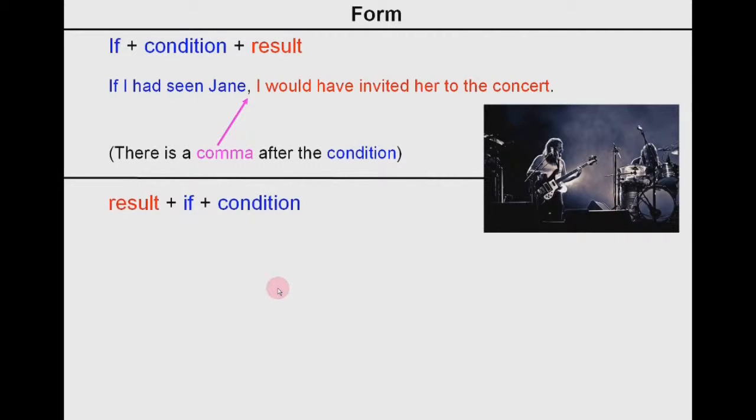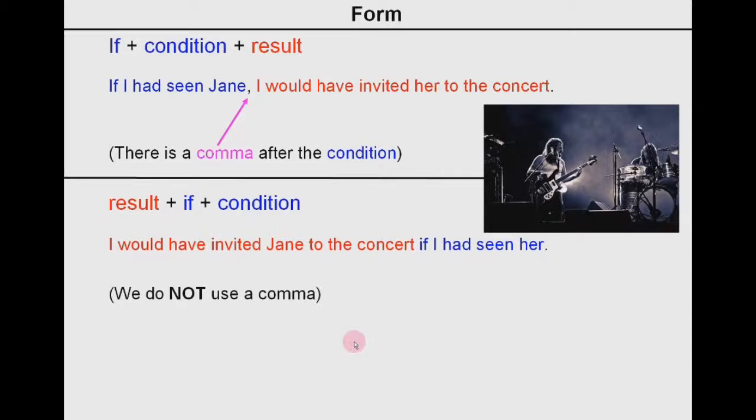And the second choice is the opposite. We can say the result and then the if condition. So with the same example, we can say, I would have invited Jane to the concert if I had seen her. And with this choice, we do not use a comma, and there is no pause when we say it.